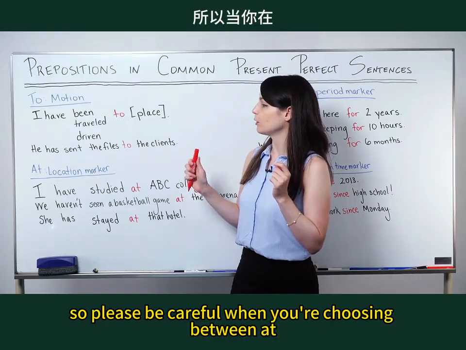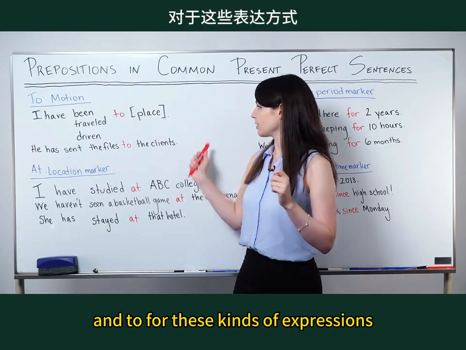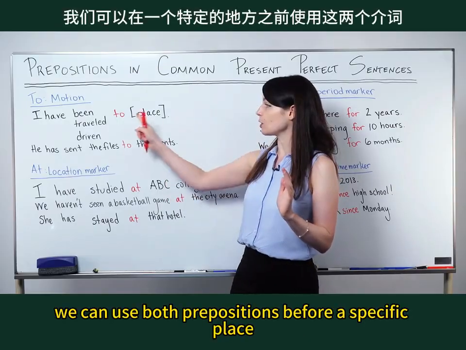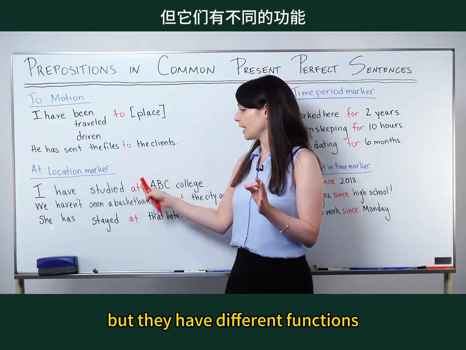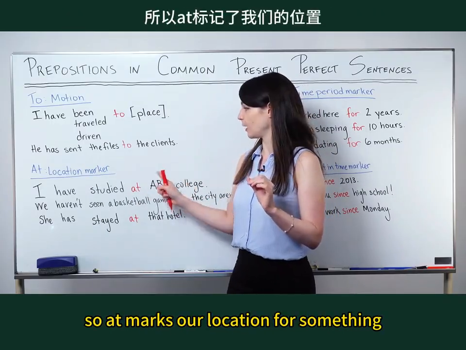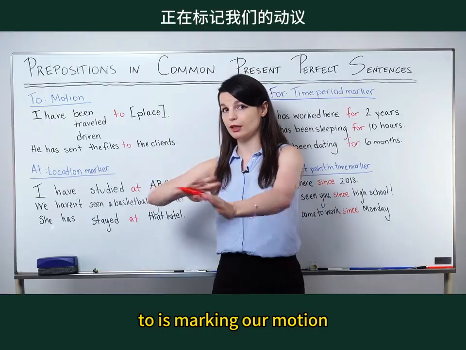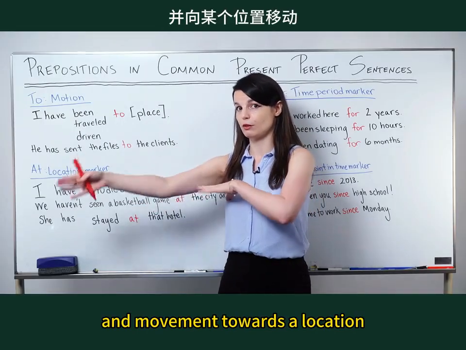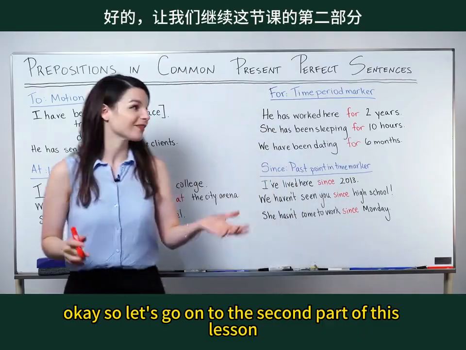So please be careful when you're choosing between at and to for these kinds of expressions. Yes, we can use both prepositions before a specific place, but they have different functions. So at marks our location for something, to is marking our motion and movement towards a location. Okay, so let's go on to the second part of this lesson.